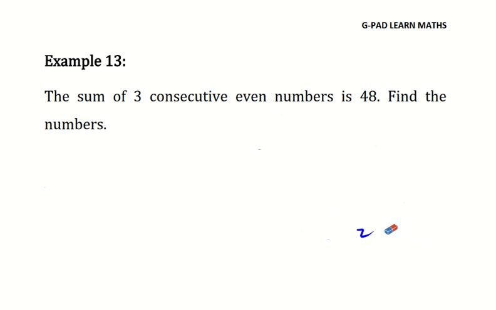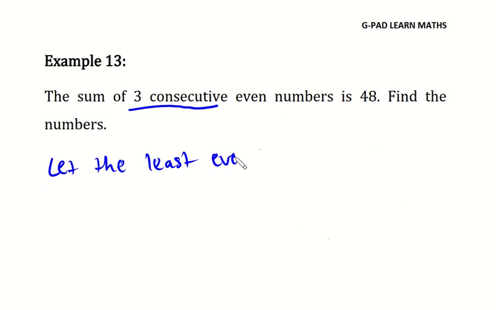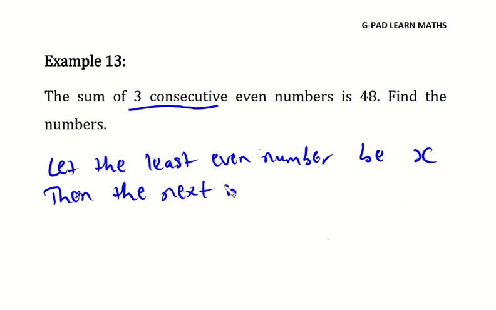Okay. Now, we don't know any of these three consecutive numbers. So what I would do, I say let the first consecutive number, the least amongst the three, the smallest, let the least even number be x. Now let me ask you this question. If the least is x, what will be the next consecutive number? What do you think it will be? It will be x plus 2.